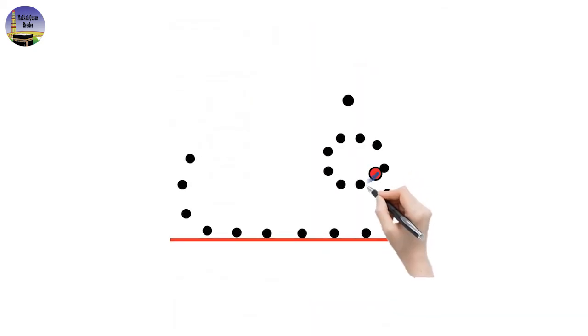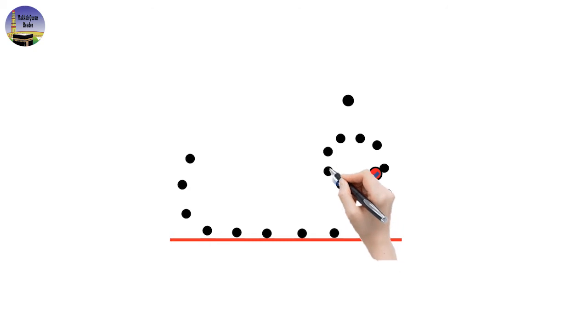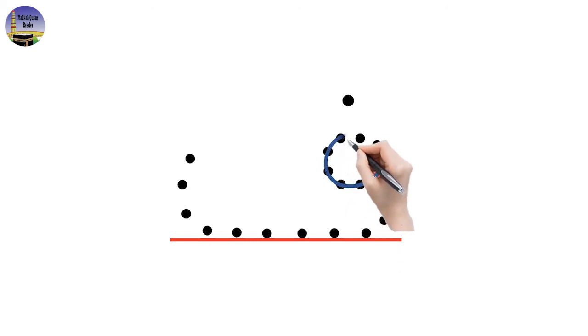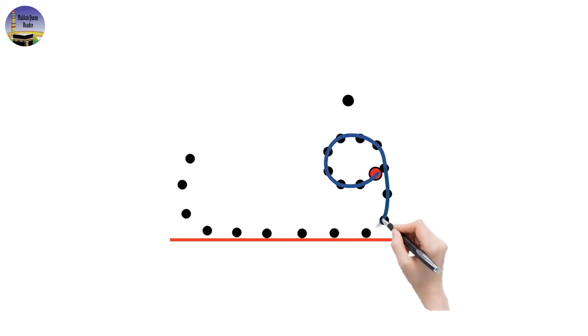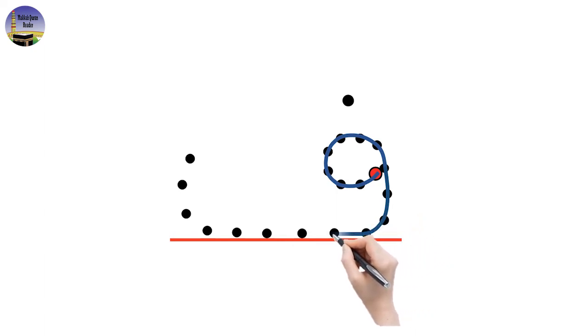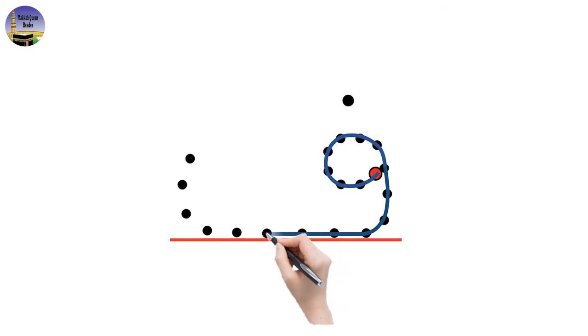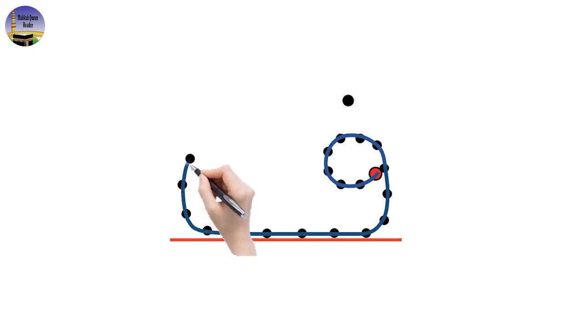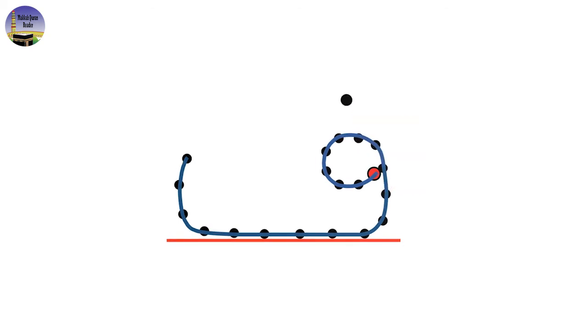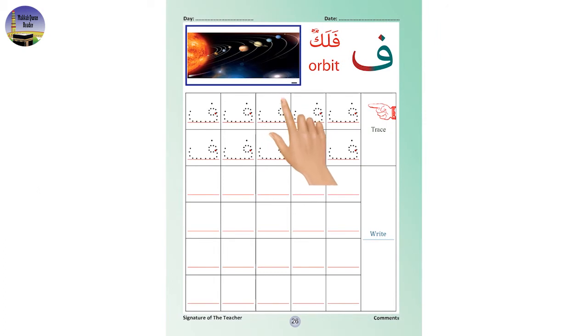Next one. Second one. Start from the red dot. Make a small circle. Make a curve. Touch the red line. Then go left. Make a small curve and put one dot above the letter. Fa. Fa for falakun. Falakun means orbit.